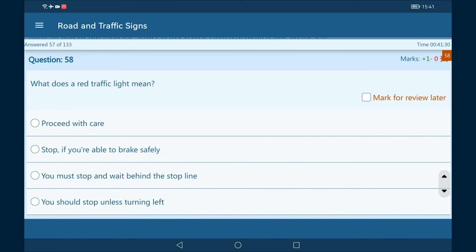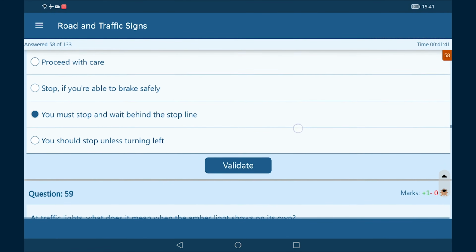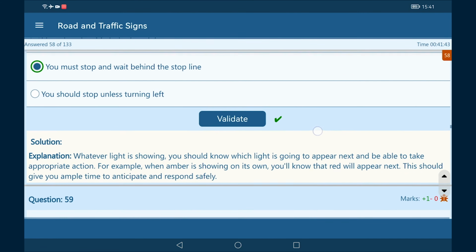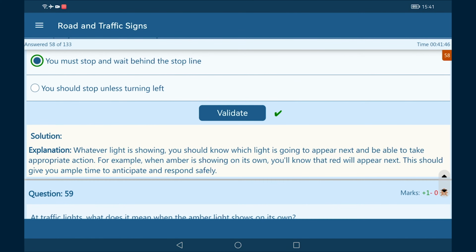Option 4. You should stop unless turning left. The correct answer is Option 3. That is, you must stop and wait behind the stop line. Explanation. Whatever light is showing, you should know which light is going to appear next and be able to take appropriate action. For example, when amber is showing on its own, you'll know that red will appear next. This should give you ample time to anticipate and respond safely.